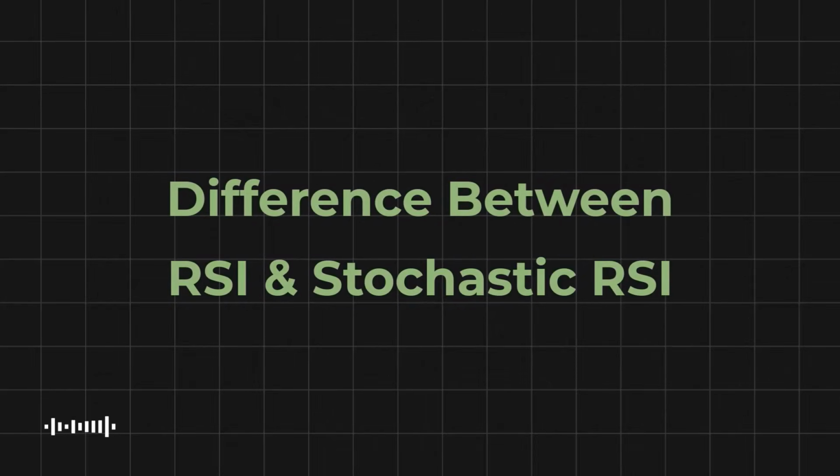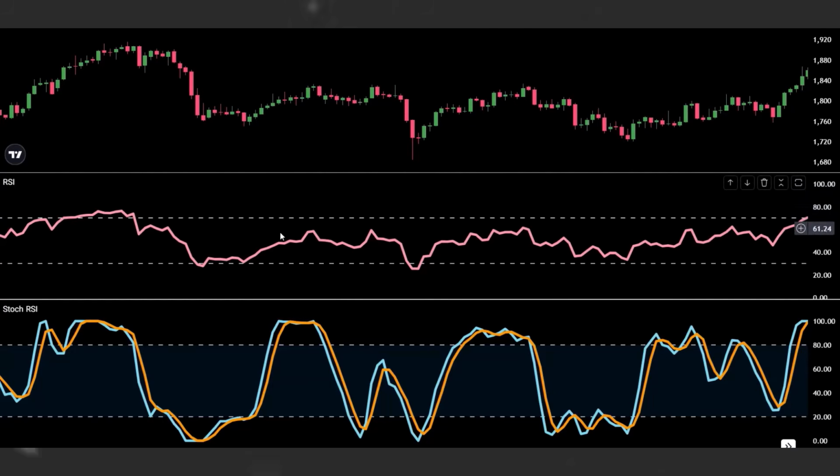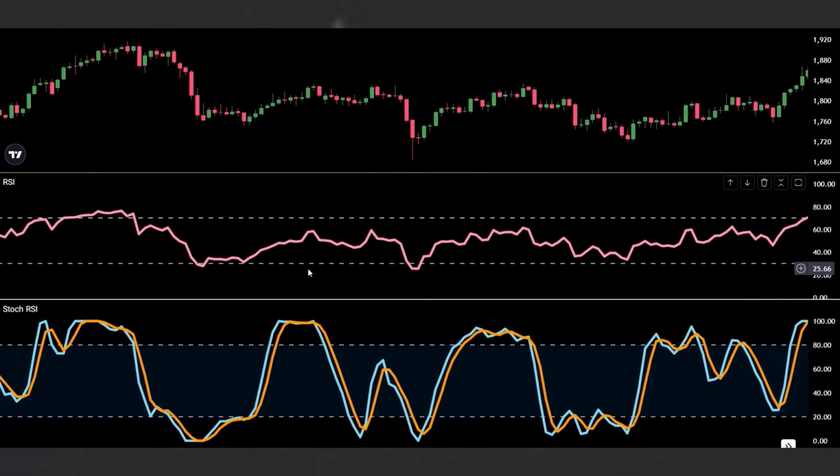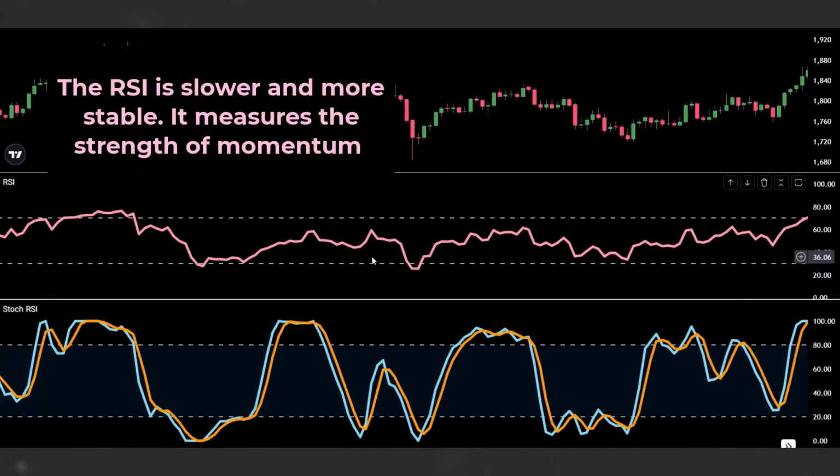Difference between RSI and stochastic RSI. Now look carefully at your screen. First, watch the RSI line. See how it moves? It goes up, goes down, but in a calm, smooth way. It does not react too fast. It takes its time. Now look at the stochastic RSI. It moves much faster. It jumps from the bottom to the top very quickly and then back down again. Its range from top to bottom is much wider than RSI's. That's the main difference. The RSI is slower and more stable.